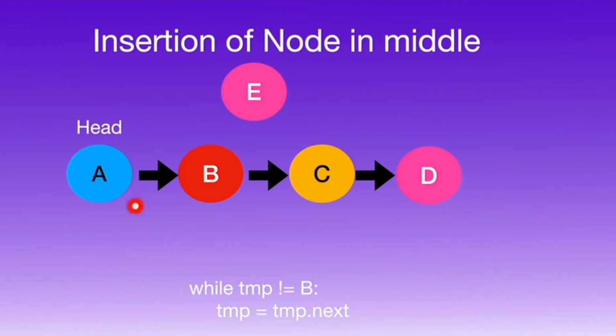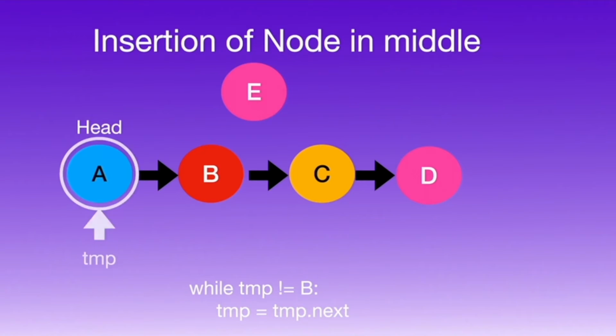So we are going to traverse the linked list till the point we reach the node after which we have to make the insertion. In this case we want to make an insertion after node B. So we will iterate the linked list till the point B. Firstly we will create a new node.